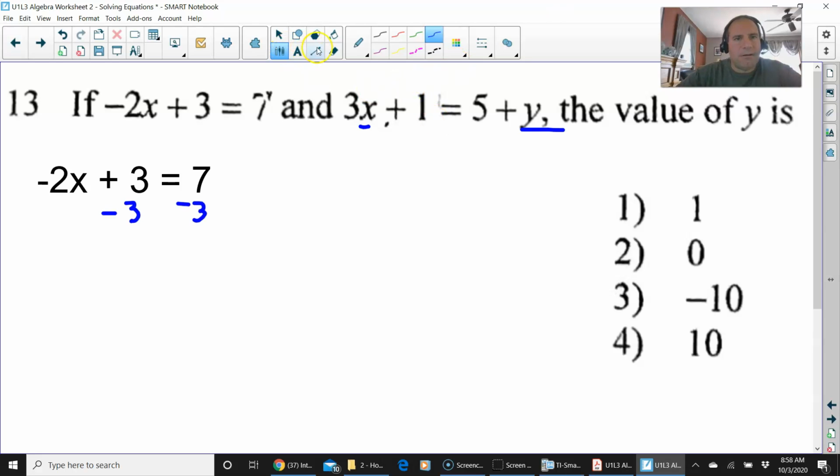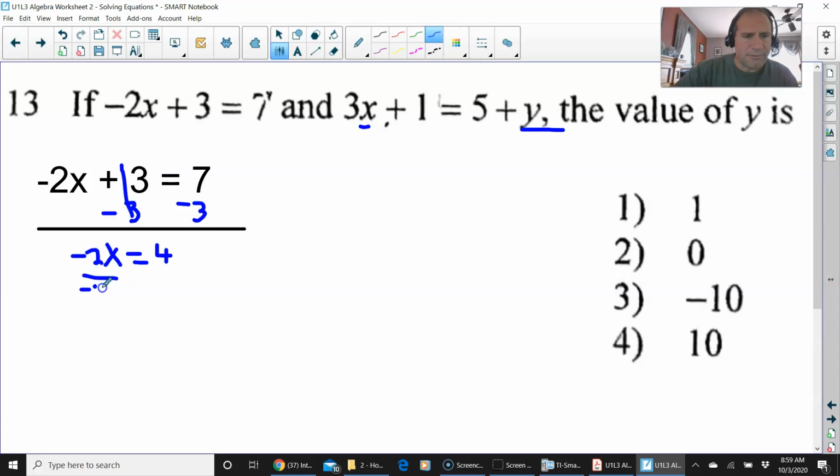So I wrote down the negative 2x plus 3 equals 7. I need a value for x to substitute into there. But this cancels. You have negative 2x. And let's see, 7 minus 3, 4. And let's see what this comes to. You divide by negative 2. You divide by negative 2. And you get x equals negative 2.